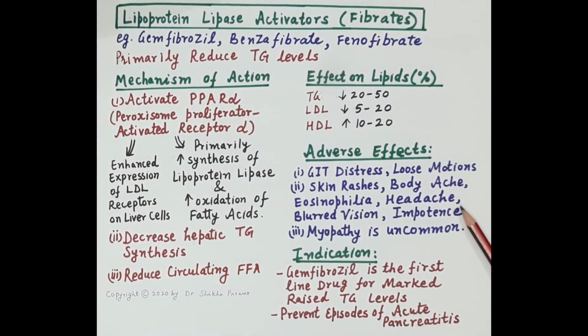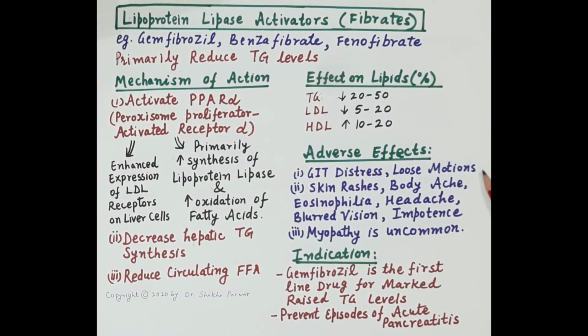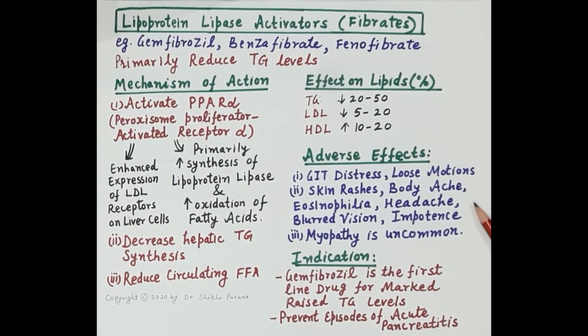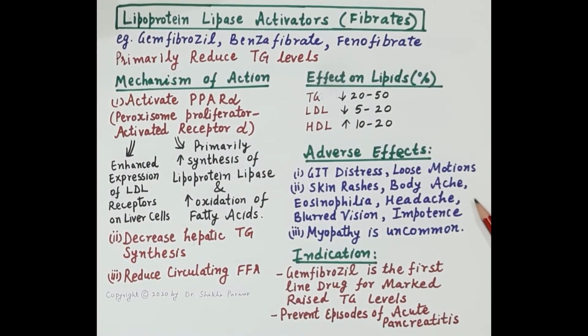And when we talk about the adverse effects, first type of adverse effects produced by these drugs are GIT distress, for example, loose motions. Then these drugs are also found to produce skin rashes, body ache, eosinophilia, headache, blurred vision, impotence. Myopathy is also seen, but the symptom is very uncommon.